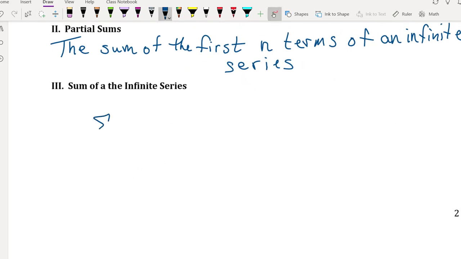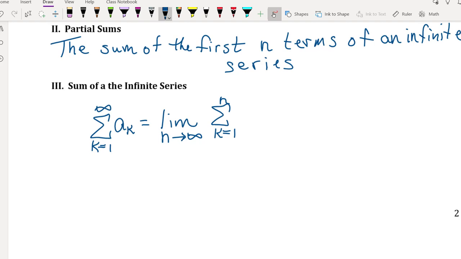We have our summation, starting at k equals 1 to infinity of a sub k. And what we can do is take the limit as n approaches infinity of so many terms, n terms. So we'll change the upper index from infinity to n. Now we're just looking at a partial part of the series. And what we want is for that to come out to be some number.